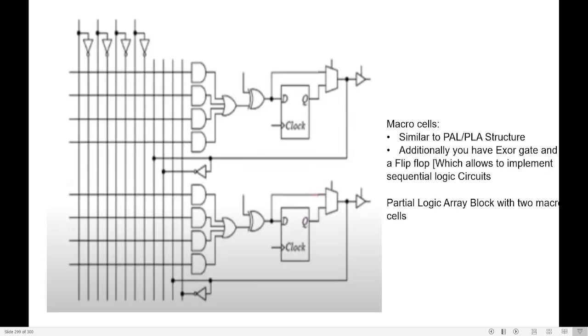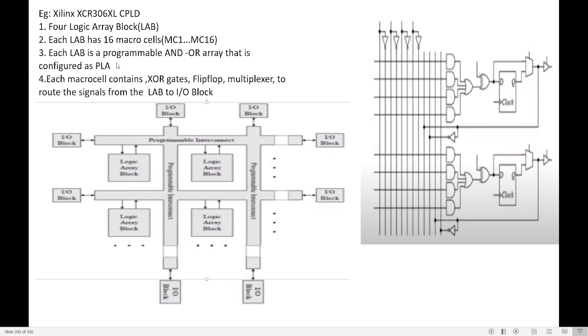Okay, let us see an example. So an example for CPLD is Xilinx. I've taken a chip, XCR364XL CPLD, Xilinx based. Now see the architecture. This Xilinx has 4 logic array blocks. Can you see? 1, 2, 3, 4. It has 4 logic array blocks and each logic array block has 16 macro cells. Each logic array block will have a set of macro cells, whereas in Xilinx we have how many macro cells? 16.